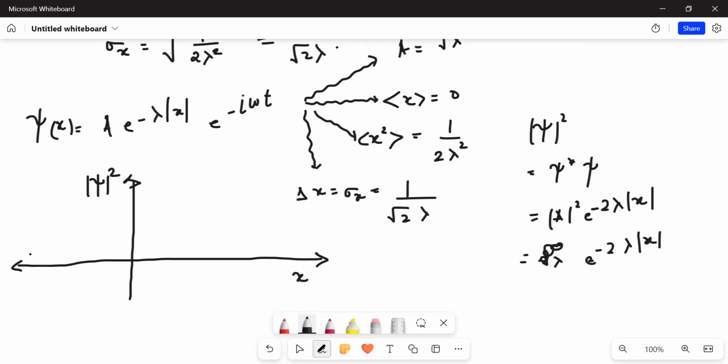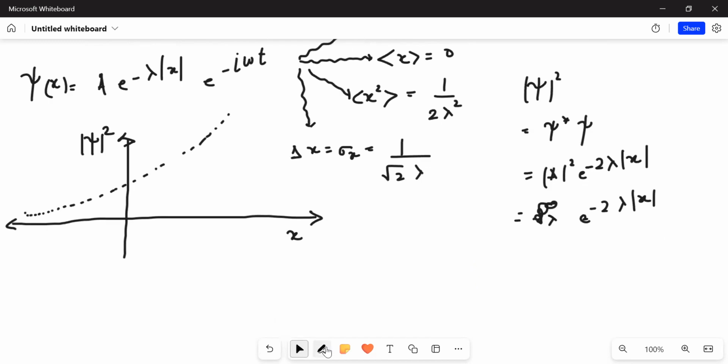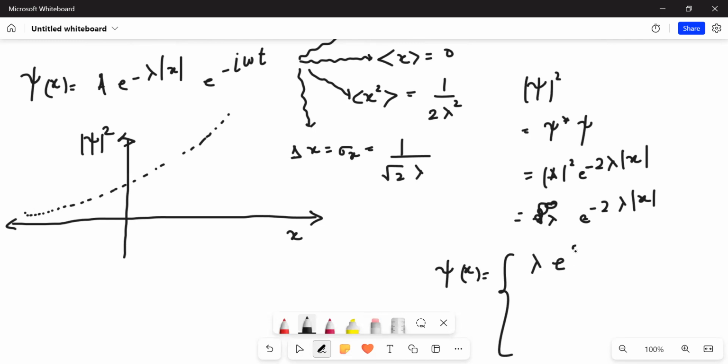So how do you plot it? I can plot it in this fashion. Your mod x can be minus x if x is less than 0. So how would your wave function behave? Your function would be simply lambda e to the power 2 lambda x if x is negative, because if x is negative, then your mod x becomes minus x. And if your x is positive, then this becomes this.